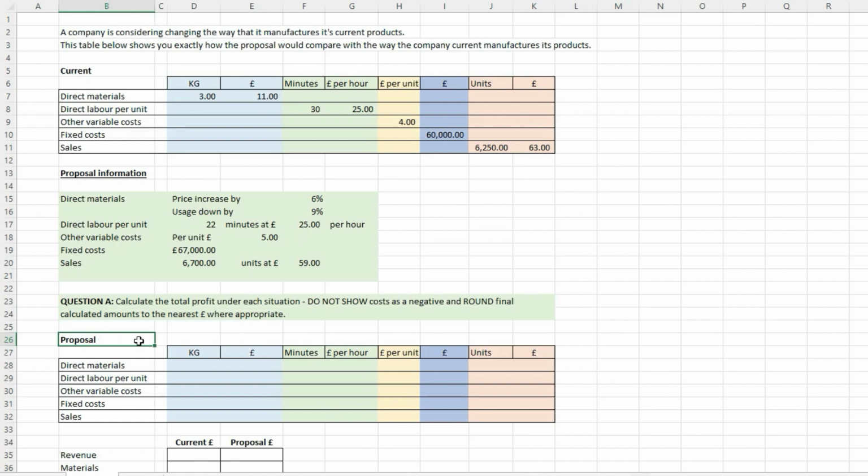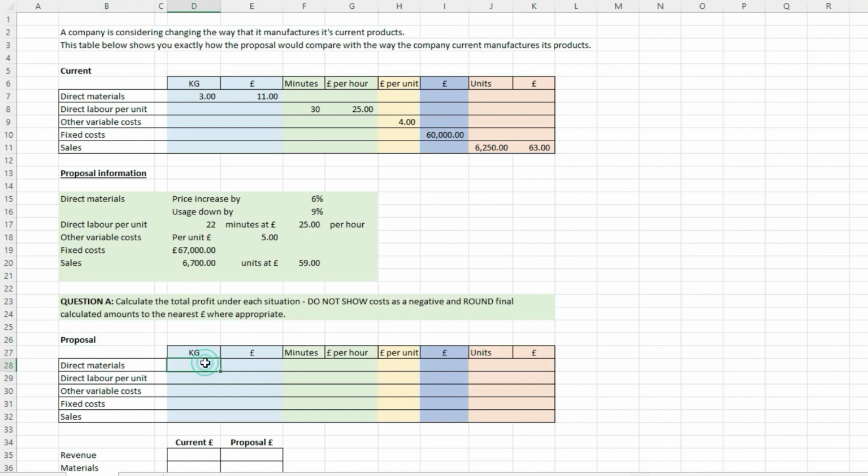Now, if we don't do this, it's going to make it very difficult for us to pick out the costs that we require to work out the total profit. So if you're doing this in the exam, I'd recommend that you prepare a table very similar to the information that you've been provided already, so you can compare like with like very, very quickly. So let's take a look.